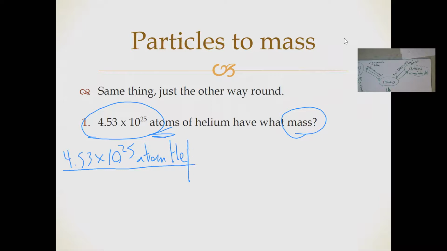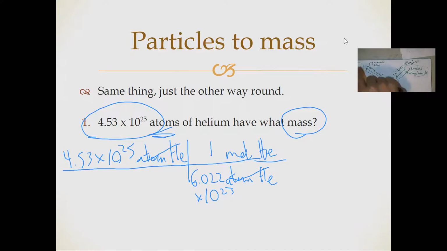Okay. We're going to get rid of atoms helium, and we'll go to moles helium, which is the first step. Atoms to moles, okay? And that's 1 here and 6.022 times 10 to the 23rd right there. So that gets us to moles, because we get rid of atoms there.